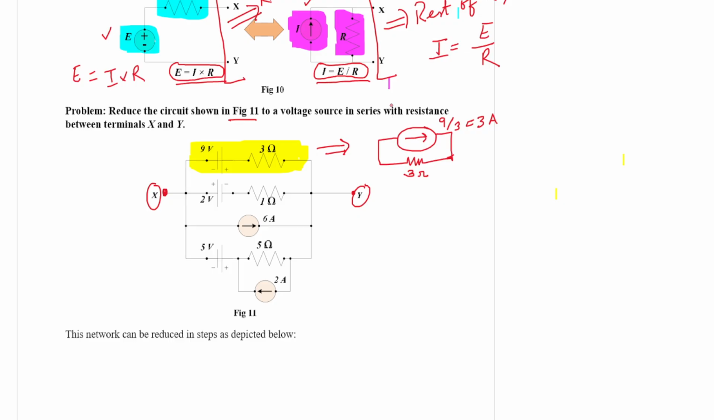So this combination, 9 volt in series with 3 ohm, can be converted to a current source of 3 ampere. Why 3 ampere? Because 9 volt by 3 ohm is 3 ampere, in parallel with this 3 ohm resistor. Now please look that this is plus, this is minus. That means the battery has got higher plate at right hand side, so that is why the current direction is taken in this way.